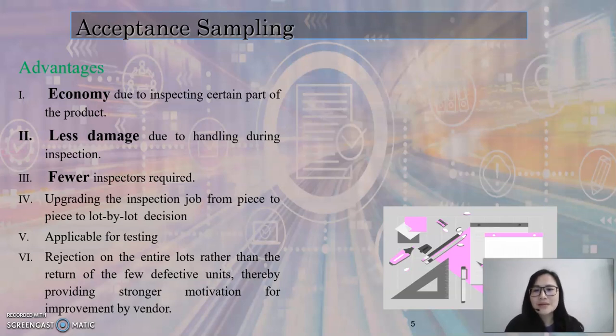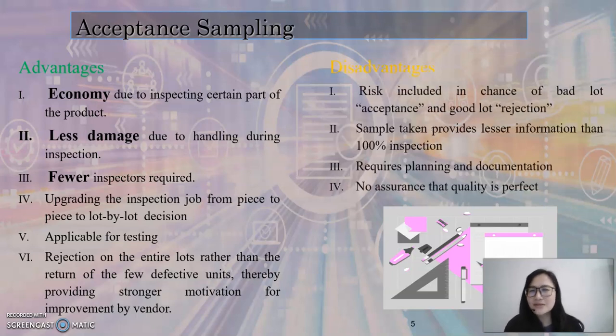Then we upgrade the inspection level from piece-to-piece to lot-to-lot decisions. And it is applicable to destructive testing. And lastly, rejecting the entire lot rather than returning a few defective units provides strong motivation for the vendor to produce good results. However, what are the disadvantages of acceptance sampling?